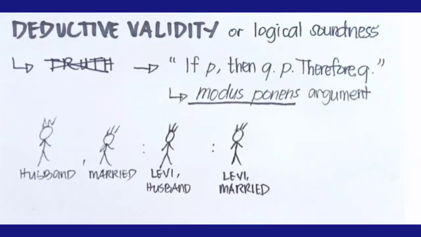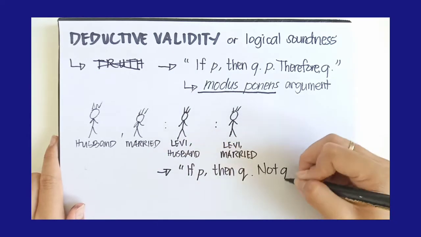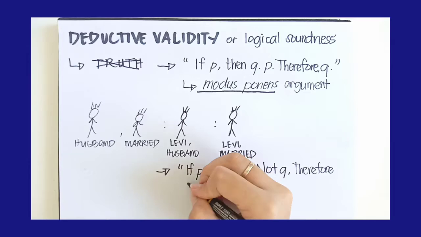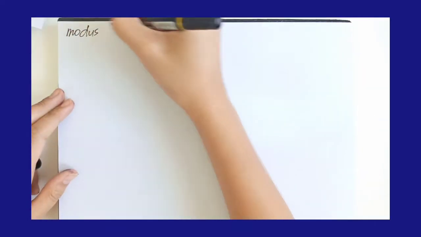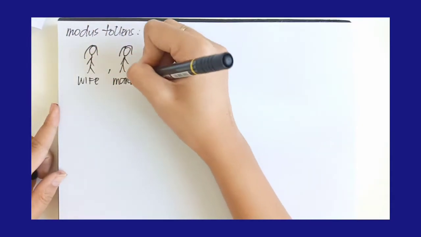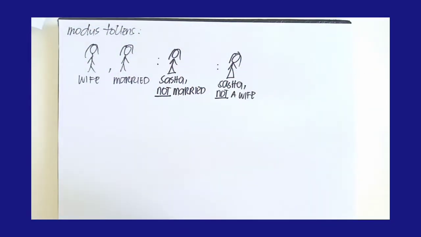We can also draw another well-reasoned conclusion from a conditional proposition given a different second proposition. If P, then Q; not Q; therefore, not P. This is termed a modus tollens argument. For example, if you are a wife, then you are married. Sasha is not married, therefore Sasha is not a wife.